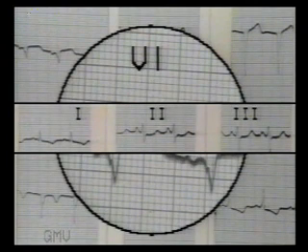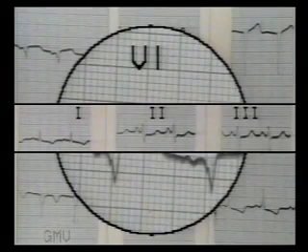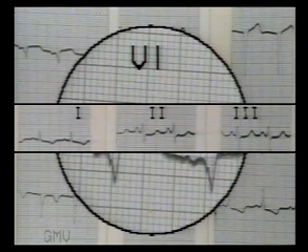WPW syndrome is of two types, type A and type B, also termed as V1 positive and V1 negative. In type A, the accessory fiber of bundles is on the left side. It causes a positive QRS complex in lead V1 and right axis deviation. In type B, the accessory fiber of bundles is on the right side. It causes a negative QRS complex in lead V1 and left axis deviation. This ECG shows negative QRS in V1 with left axis deviation. So this is WPW syndrome type B.